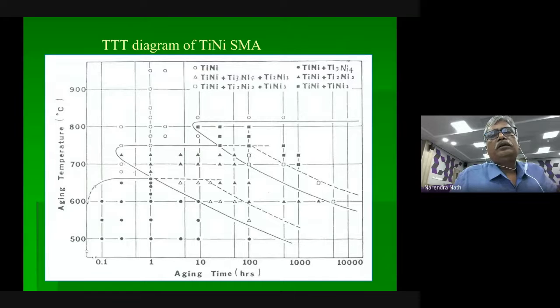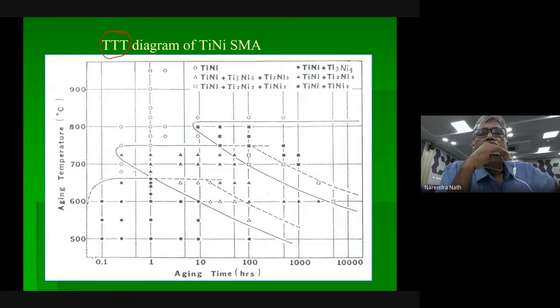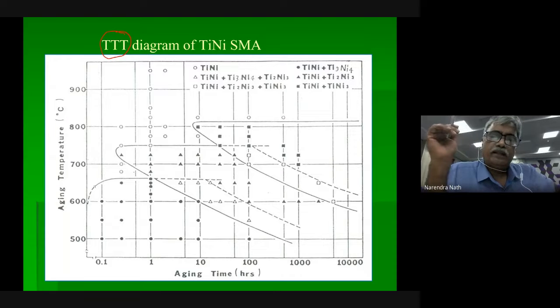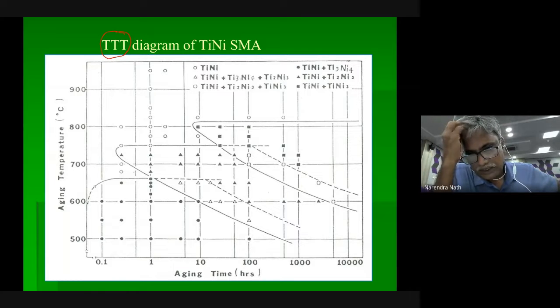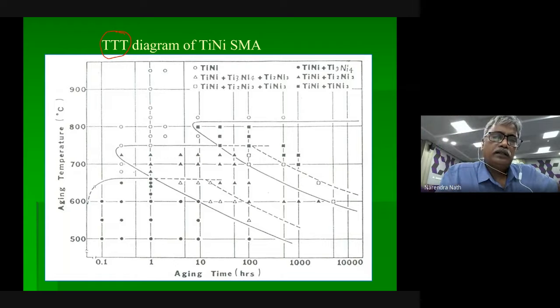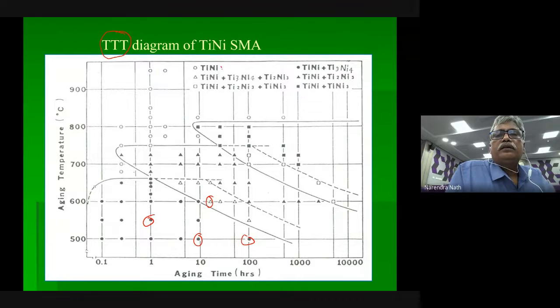And this TTT diagram: time, temperature, and transformation diagram. Why is it so important here? I will just explain in one or two minutes. See, it is temperature versus time, aging temperature versus aging time. Lower temperatures they didn't record, maybe because the same thing may exist there. That may be the reason, because each data point in this diagram represents numerous studies.